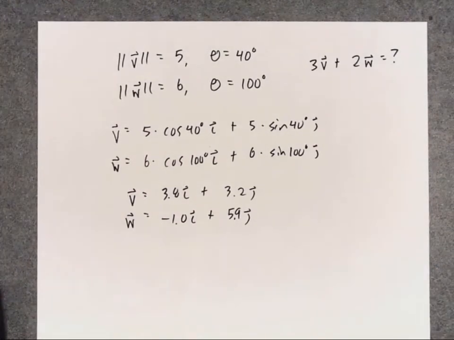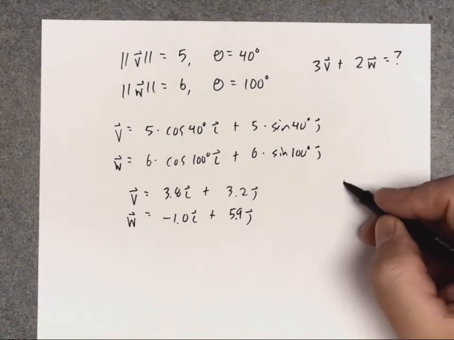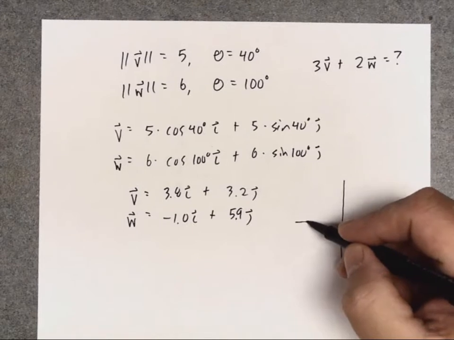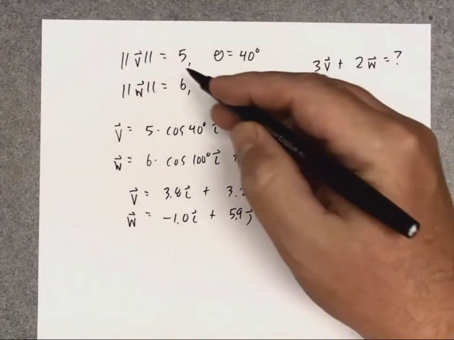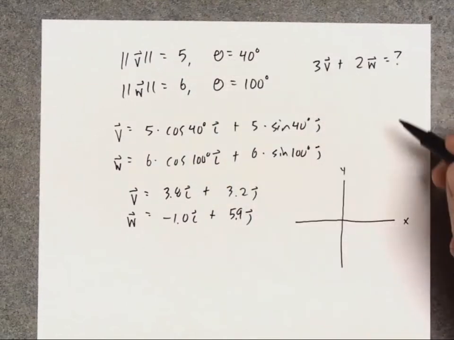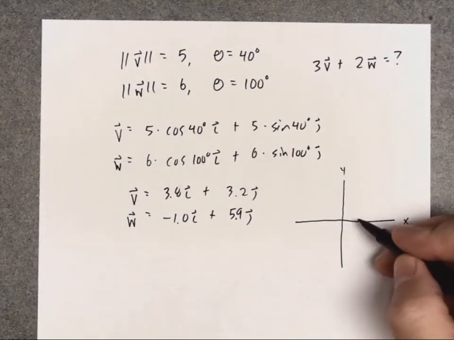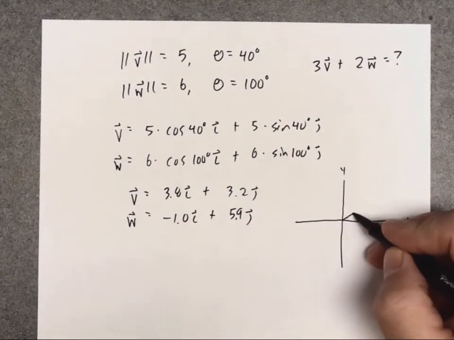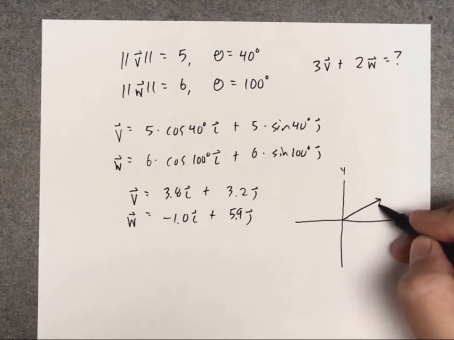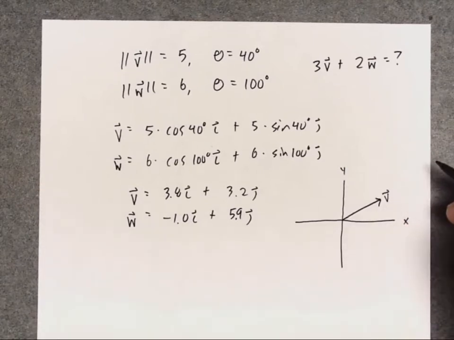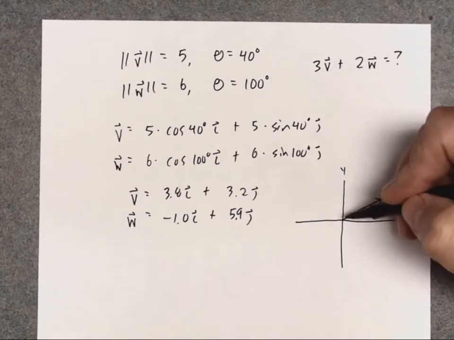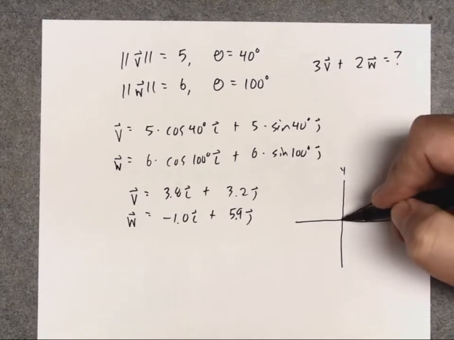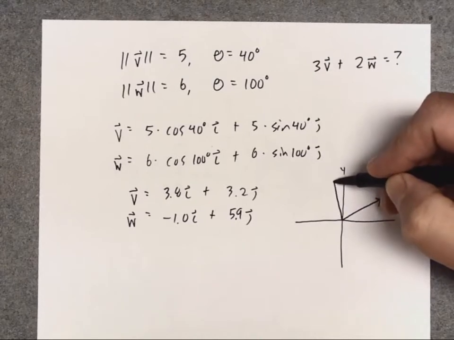And actually, this is another problem where I really encourage you to try and draw a sketch, because then when you're done, you can see whether your answer looks reasonable or not. Vector v, an angle of 40, length of 5. Let's just say that might look like this. Vector w, angle of 100, length of 6. This is going to be a little bit longer. It's going to be pretty close to the y-axis.